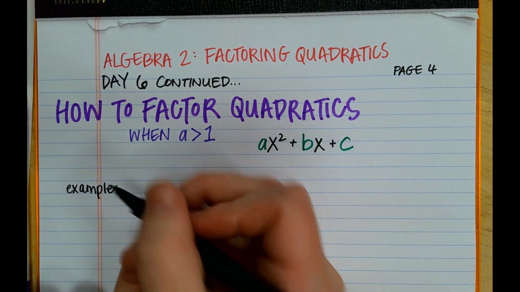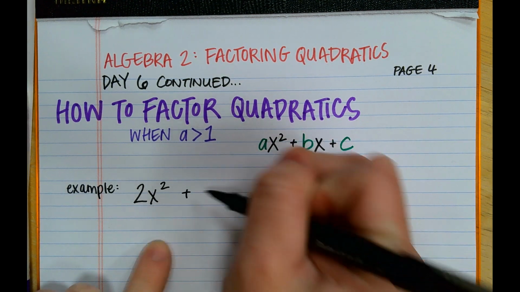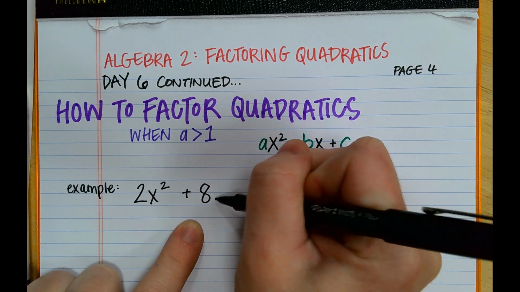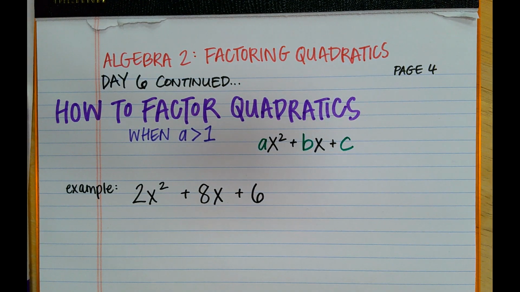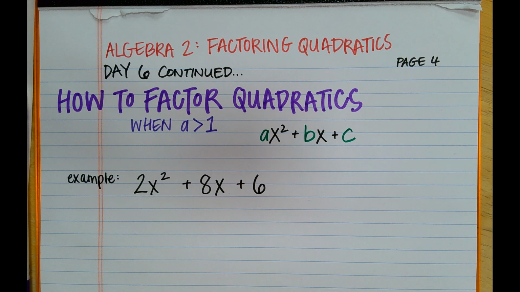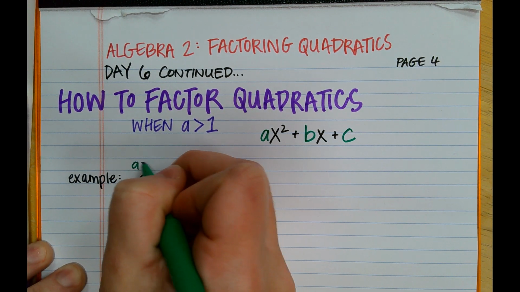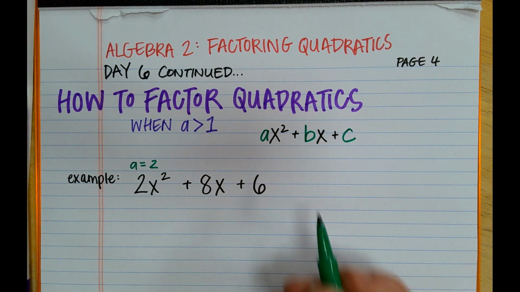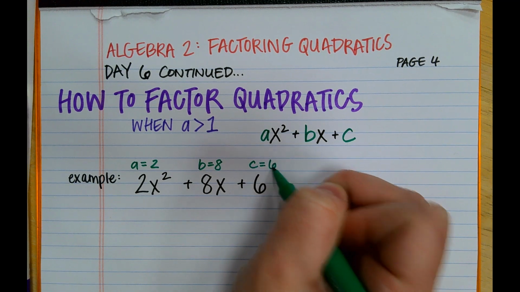Okay, here's our example. Let's do 2x squared plus 8x plus 6. First, let's identify what our A, B, and C are. What's our A here? 2. Good. A is 2. What's our B? 8. What's our C? 6. Good.